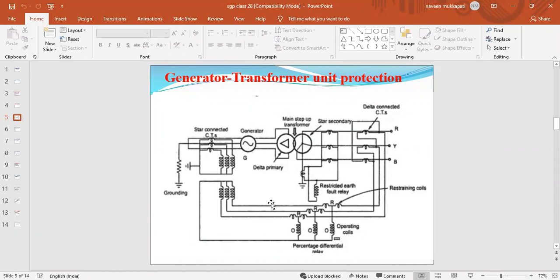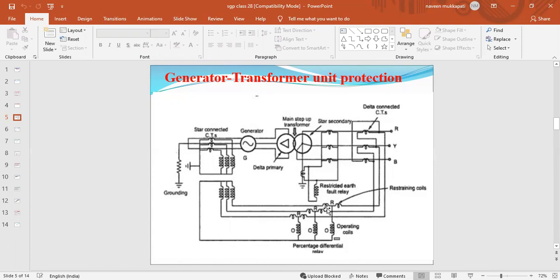That faulted current is flowing through this restraining coil. In the restraining coil, we already set a current, which is the maximum rating of the faulted current. That current is compared to the algebraic sum of the currents.